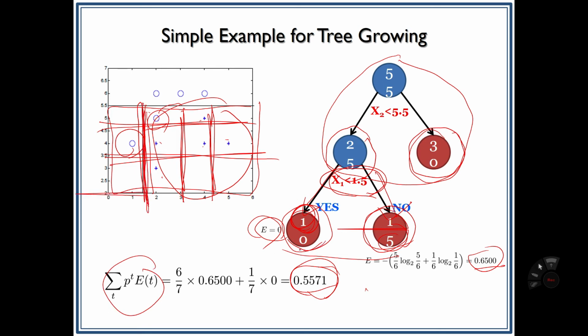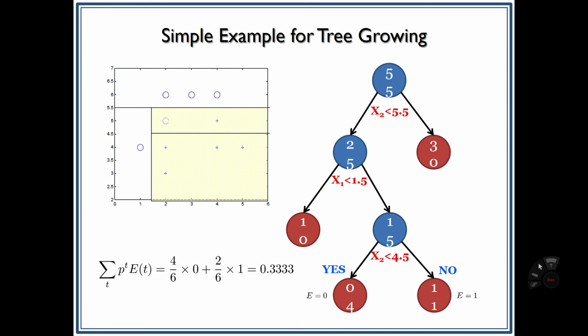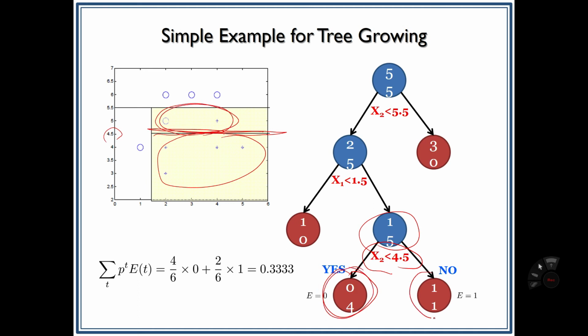Okay, now this one is perfectly pure, so we cannot split this into two parts, but we can still split this node into two parts. That is the next slide. So by the same scheme, we split this node into two parts by this split. Then the rule becomes, is x2 less than 4.5? If yes, these four objects go to here, and these two objects go to here.